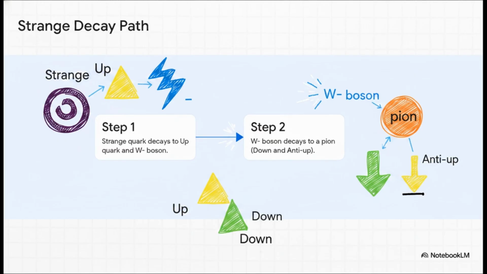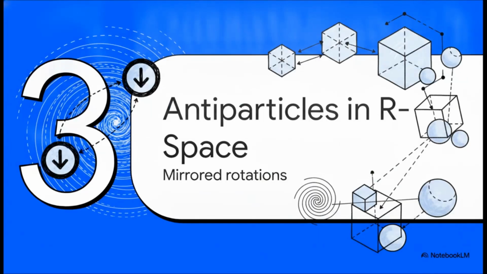Now, depending on the parent hadron, that W- boson has a massive probability of decaying into a pion. Mathematically, that pion is made of a down quark and an anti-up quark. Think about what this actually means, because the strange quark's breakdown literally yields an up, an anti-up, and a down component. Logically, the strange quark must inherently contain those 3 exact flavor components bundled up inside its own structure. Mind-blowing, right? Which leads us perfectly into section 3, antiparticles in our space.